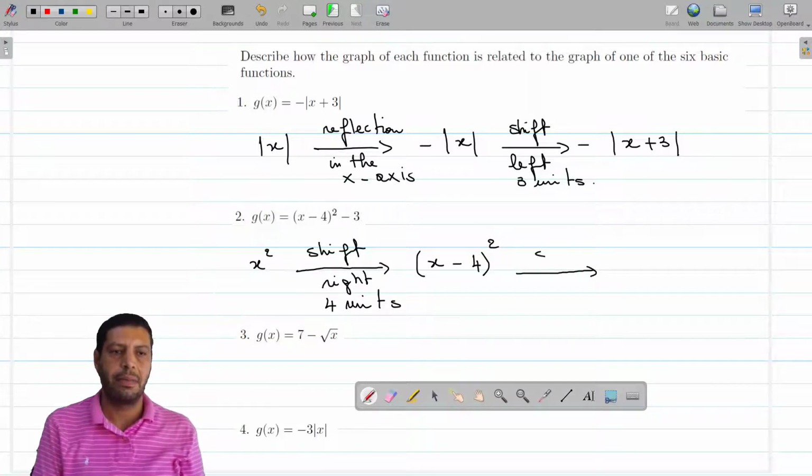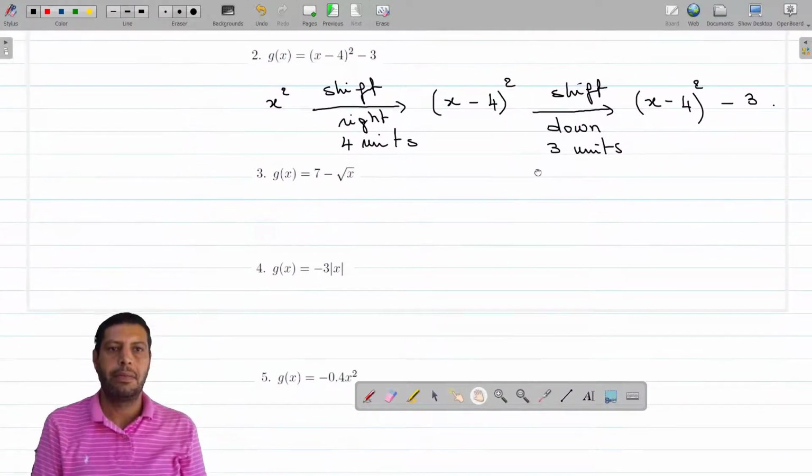Then we'll shift down 3 units to obtain our function g of x. It's a vertical shift here, shift down 3 units, and we're going to obtain x minus 4 squared minus 3.